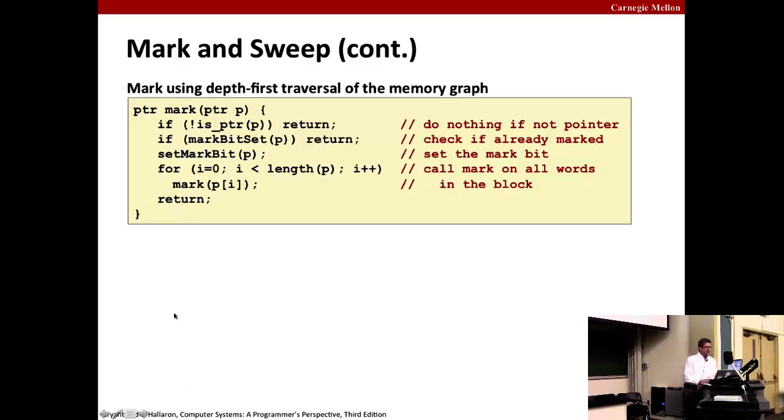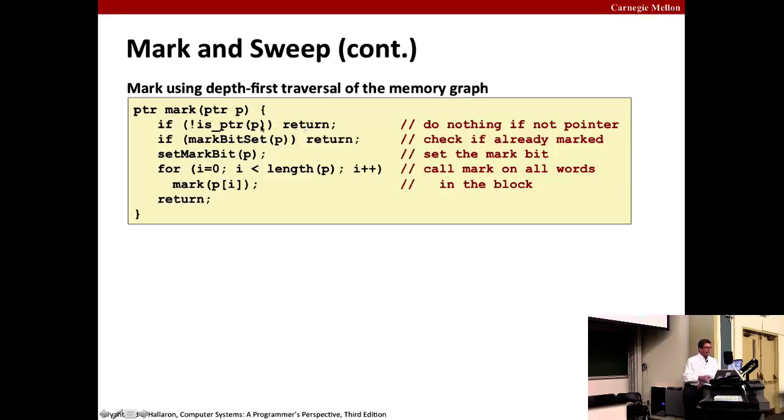Given those assumptions, here is our pseudocode for the mark step. Initially its input is a root pointer. As our terminating condition, we check to see if that input is indeed a pointer, and if not, we return.